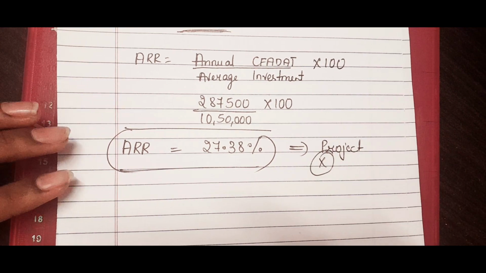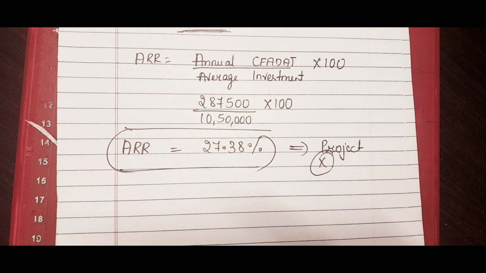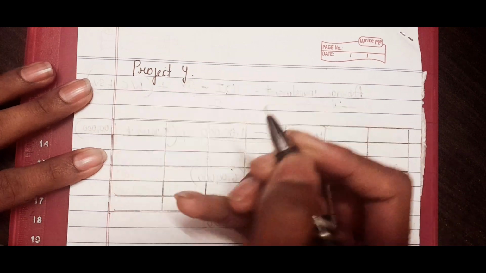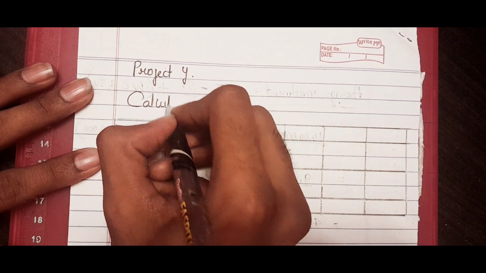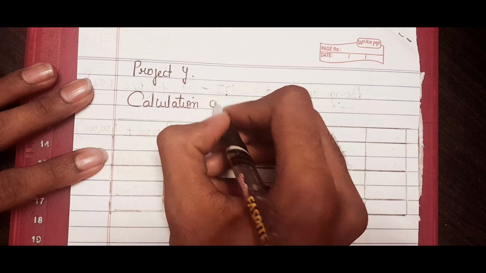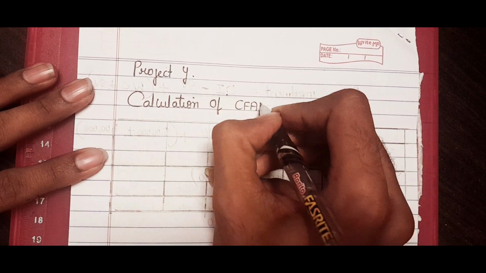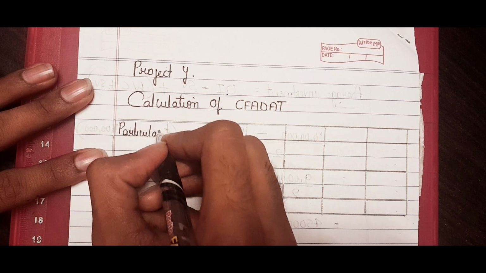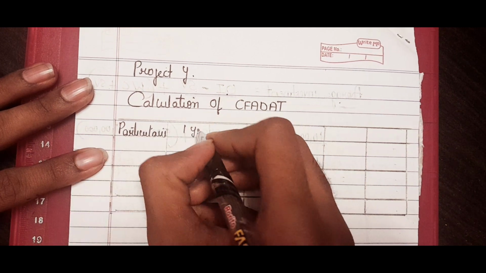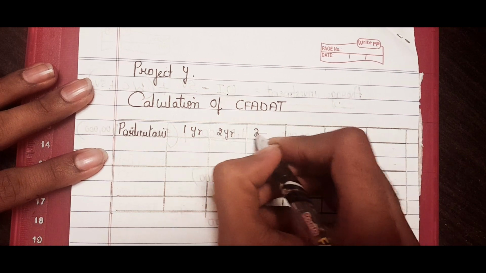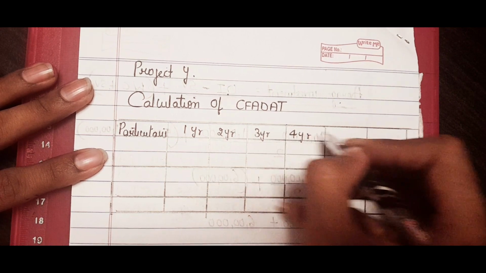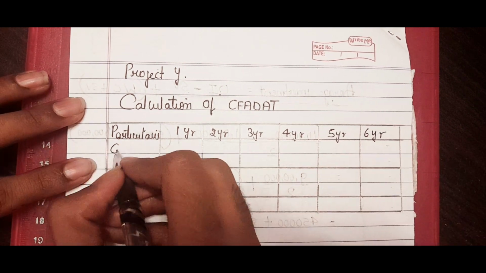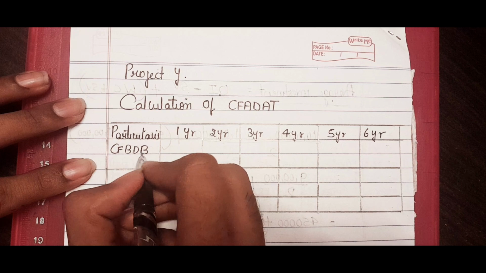In a similar way we have to calculate now for project Y. Now let us check for project Y. The first step is calculation of CFADAT. So take columns: particulars, first year, second year, third year, fourth year, fifth year and sixth year. In the question they have given us CFBD BT.